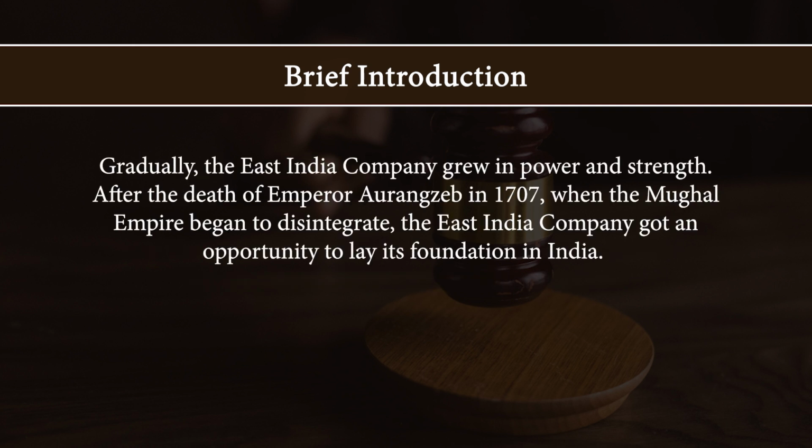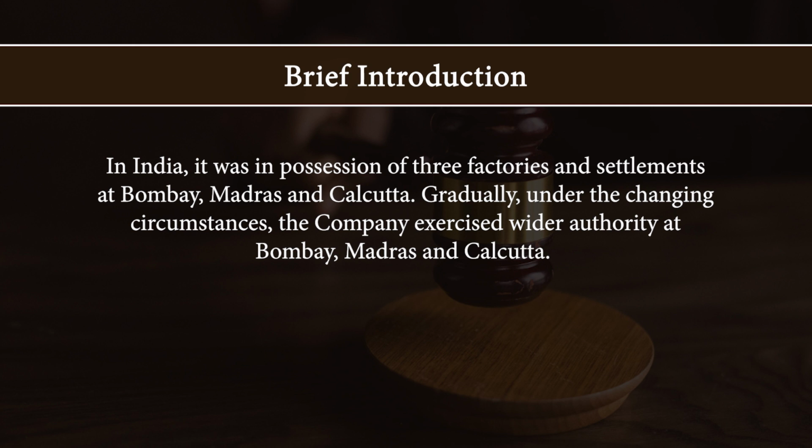Gradually, the East India Company grew in power and strength. After the death of Emperor Aurangzeb in 1707, when the Mughal Empire began to disintegrate, the East India Company got an opportunity to lay its foundation in India. In India, it was in possession of 3 factories and settlements at Bombay, Madras and Calcutta. Gradually, under the changing circumstances, the company exercised wider authority at Bombay, Madras and Calcutta.